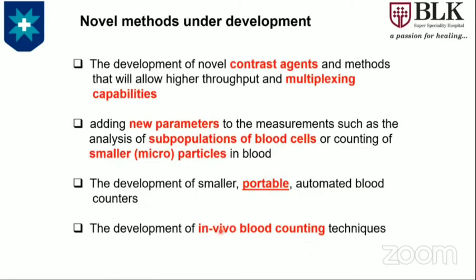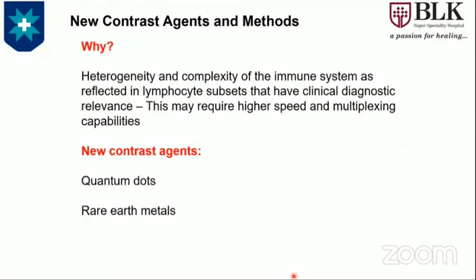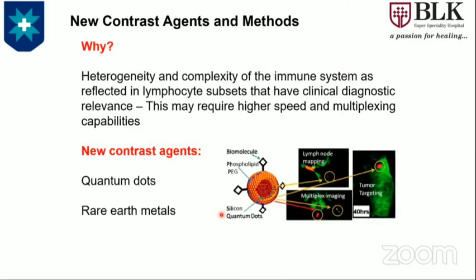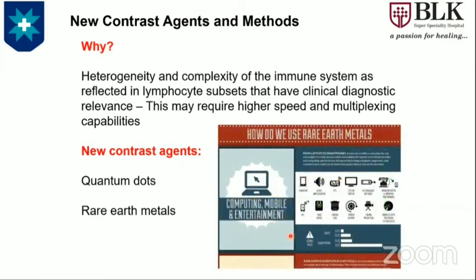We need to remember that there are many novel methods under development. There are many contrasting agents being used, especially to have multiplexing capabilities. You're also looking at smaller volumes of blood being used, and developing portable and in vivo blood counting machines. It's important to remember that quantum dots and rare earth metals are now becoming very important, especially in terms of diagnostics of the hematology analyzer. With each passing day, we want to develop quantum dot based technology to give quicker and more precise results.